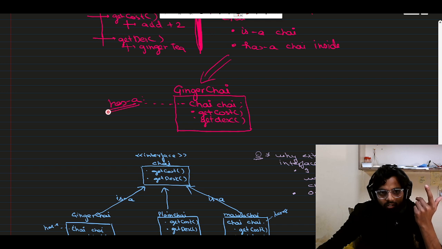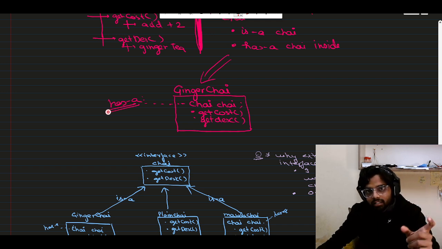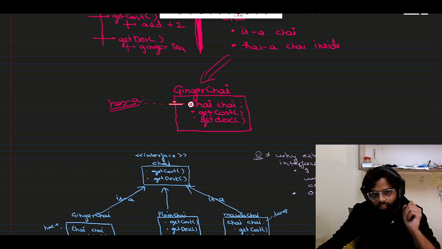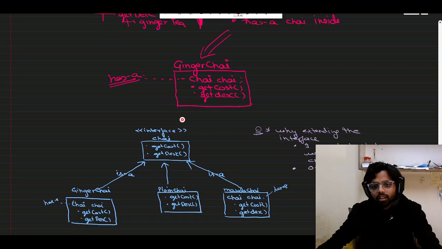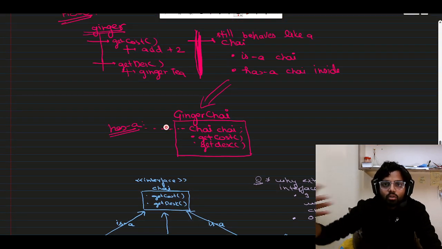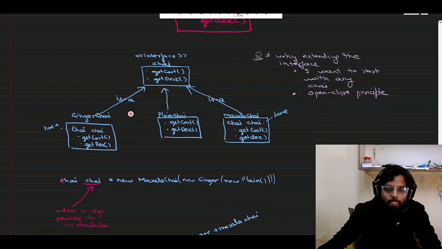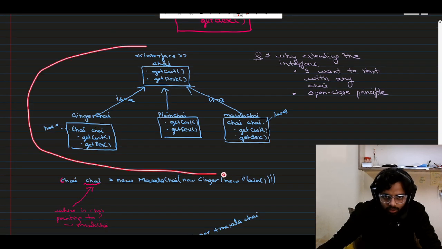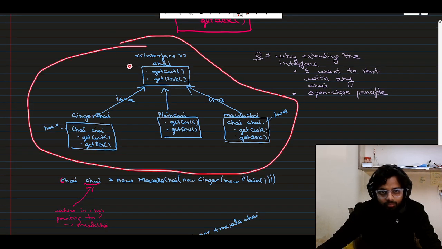And how do we denote or understand that it has a relationship? Simply, this chai is being used here, so it has a relationship. So what is the solution? Let's understand this so that we can understand the solution.